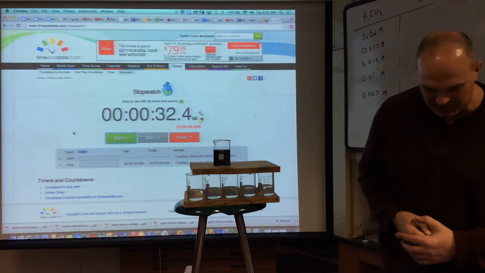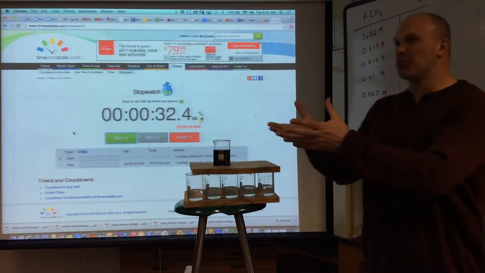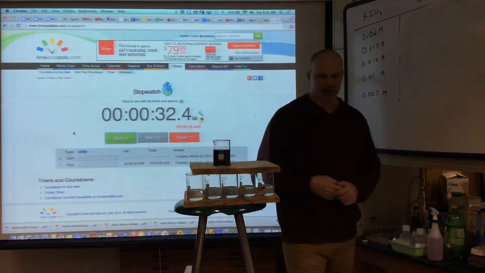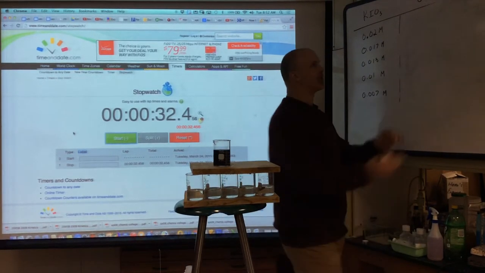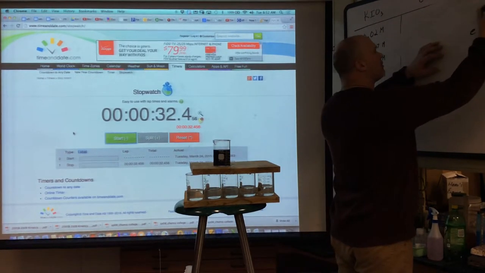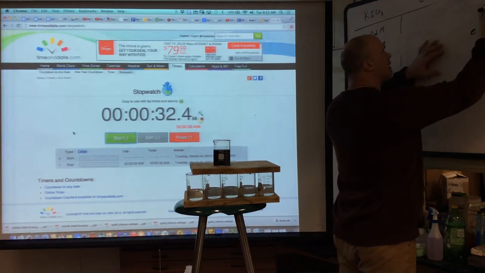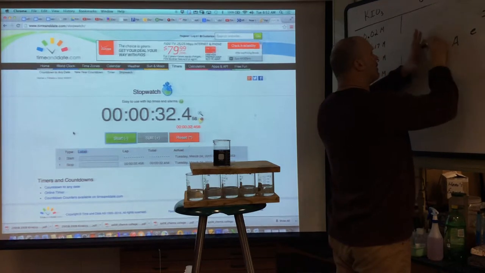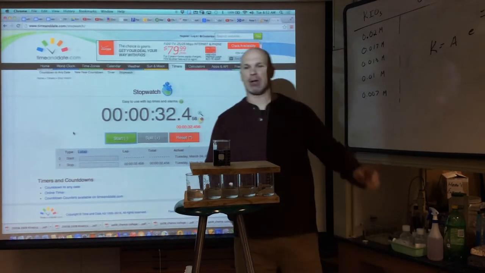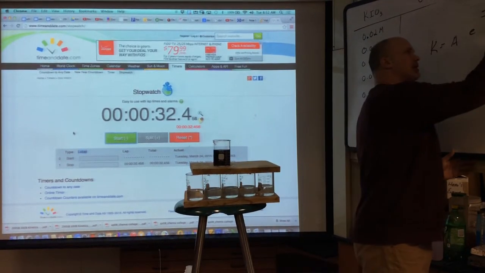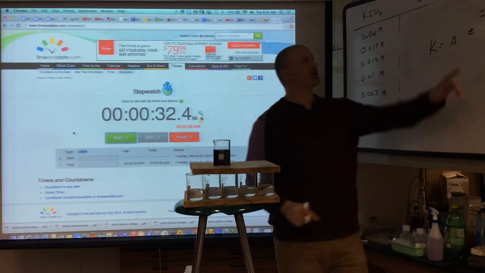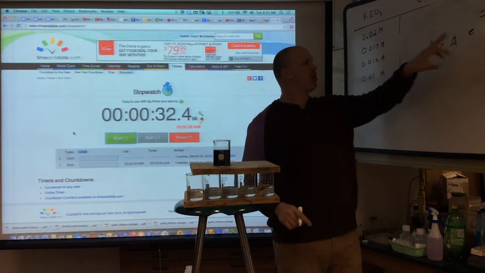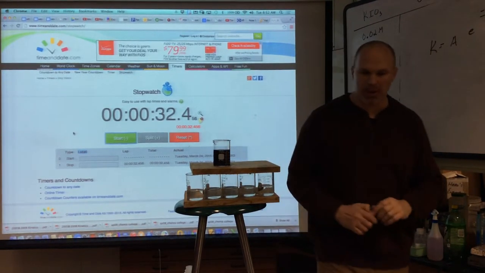Now, yeah, so that's room temperature, okay? So what I'm going to do is increase the temperature. Again, e to the negative EA over RT times our A is our k. Increasing the temperature makes this a smaller negative exponent, so a smaller negative means k is going to get bigger.